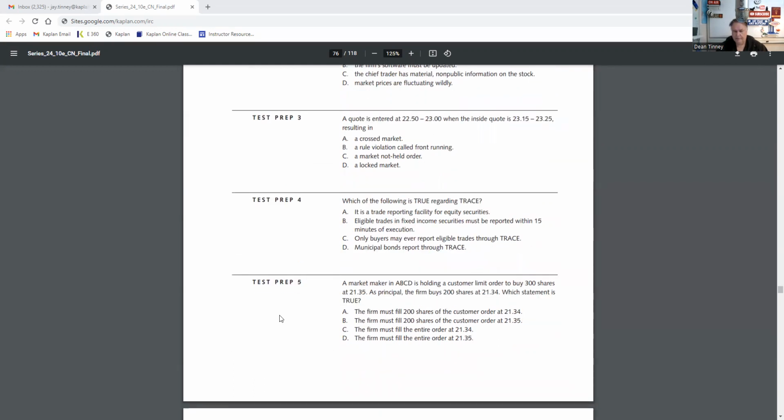The answer to 3 is D. Which of the following is true regarding the trade reporting and compliance engine? TRACE is a trade reporting facility for equity securities. That's a bad miss, because you should definitely know it's for debt. It's a dual side reporting, both the buyers and the sellers report. So that means C is out. And municipal bonds report through TRACE. And the answer is B. We're trying to drag the bond guys into the modern age. Stocks are 10 seconds, but here it's 15 minutes.